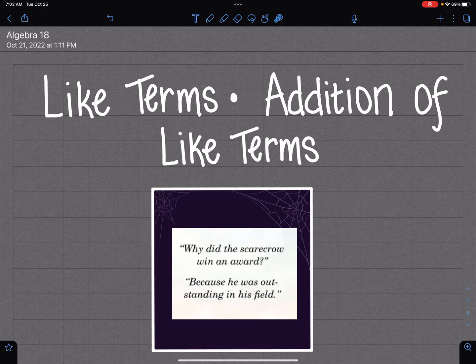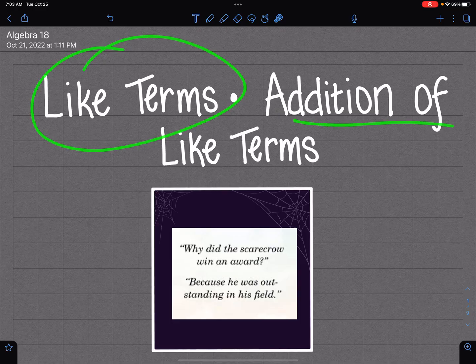Hi Addie, today we are going to go over like terms and then addition of like terms. And I think you're really going to like this lesson.